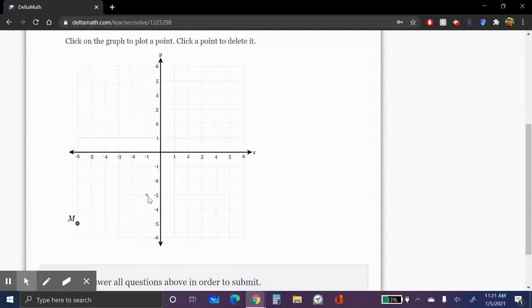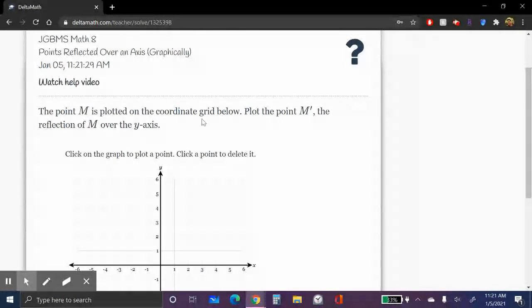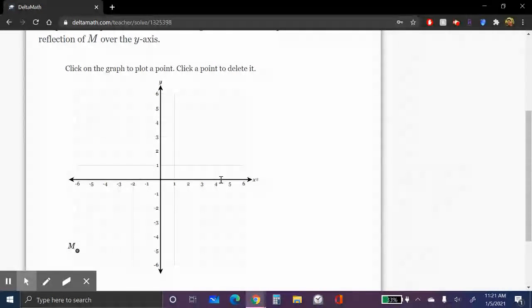All right. So what's the point M? All right. So first, plot the point M prime, the reflection of M over the y-axis. So you're going over the y-axis. That's your line of reflection. So you go 1, 2, 3, 4, 5, 6, and then you go 6 to the right.